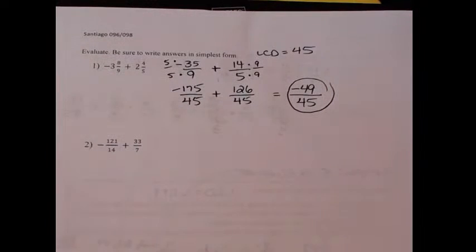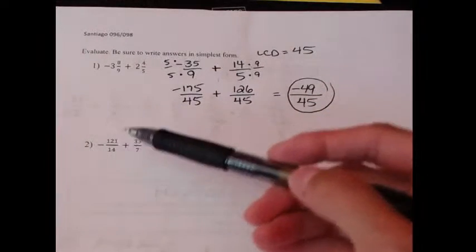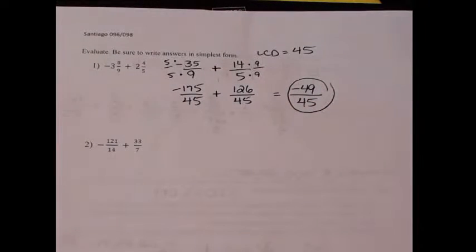Your turn. Do number 2. This time I'm going to give you exactly 60 seconds. Let's see what you got. This is fantastic. You're all super, super fast. Very nice. So right away, we're looking at negative 121 over 14 plus 33 over 7. All of you are putting in these answers. I love it. Let's check it out.